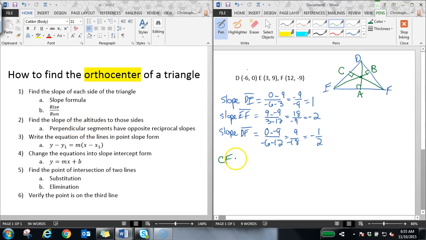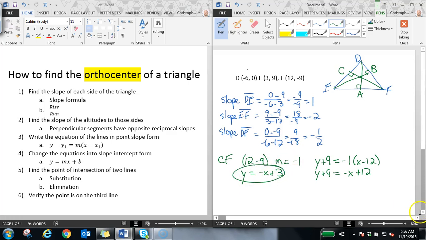So CF, well, we know it's going to go through F. That's 12, negative 9. And the slope of CF has to be perpendicular to DE. DE's slope is 1, so the opposite reciprocal is negative 1, or negative 1 over 1. Then we put it into point-slope form. y plus 9 equals negative 1 times x minus 12. We distribute negative 1, and then we subtract 9 from both sides, so we get our equation to be y equals negative x plus 3.